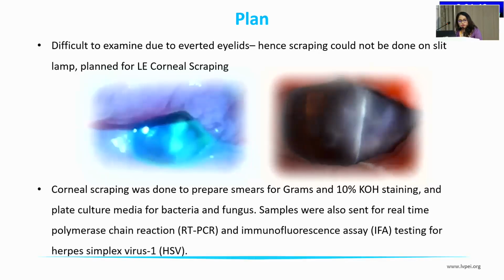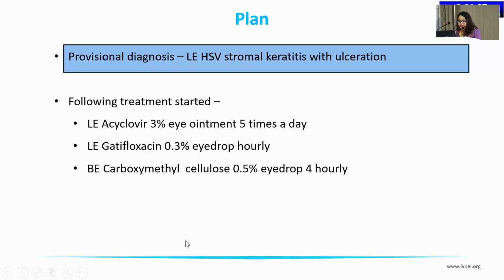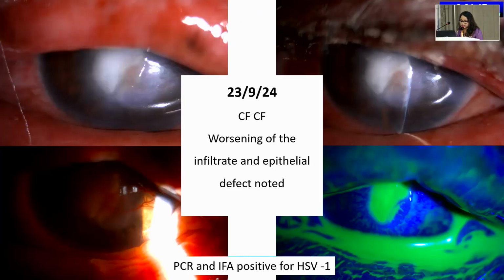It was planned to do it in the OR. In the operation setting, we noticed that the patient had a geographic ulcer and the lesion appeared to have dendritic edges. Hence, we went ahead and did the corneal scraping for Gram and KOH, and also an RT-PCR for HSV was done. So, as of now, we had a provisional diagnosis of HSV stromal keratitis with ulceration, and the patient was started on topical acyclovir eye ointment along with an antibiotic and lubricants.